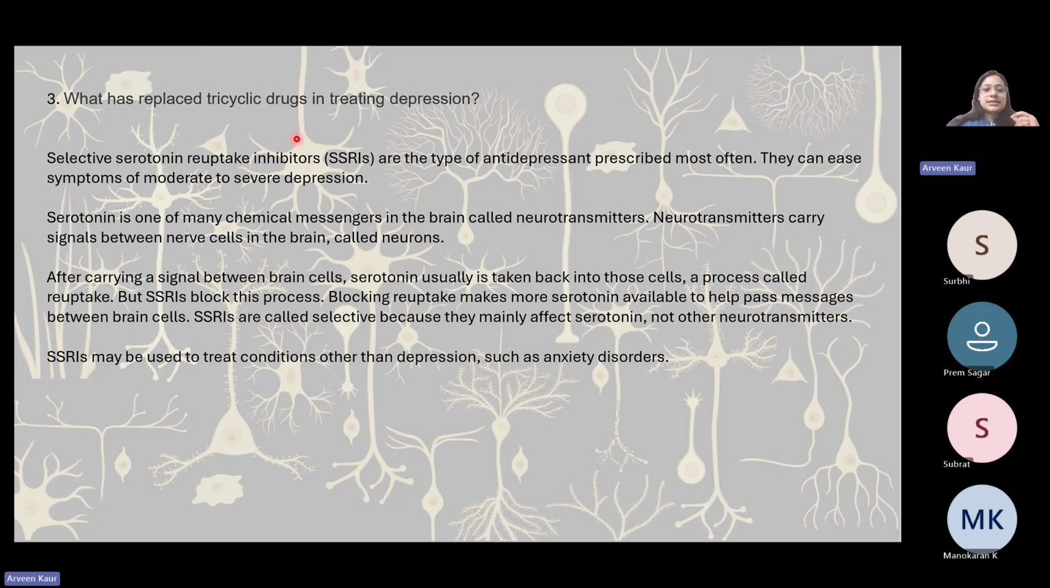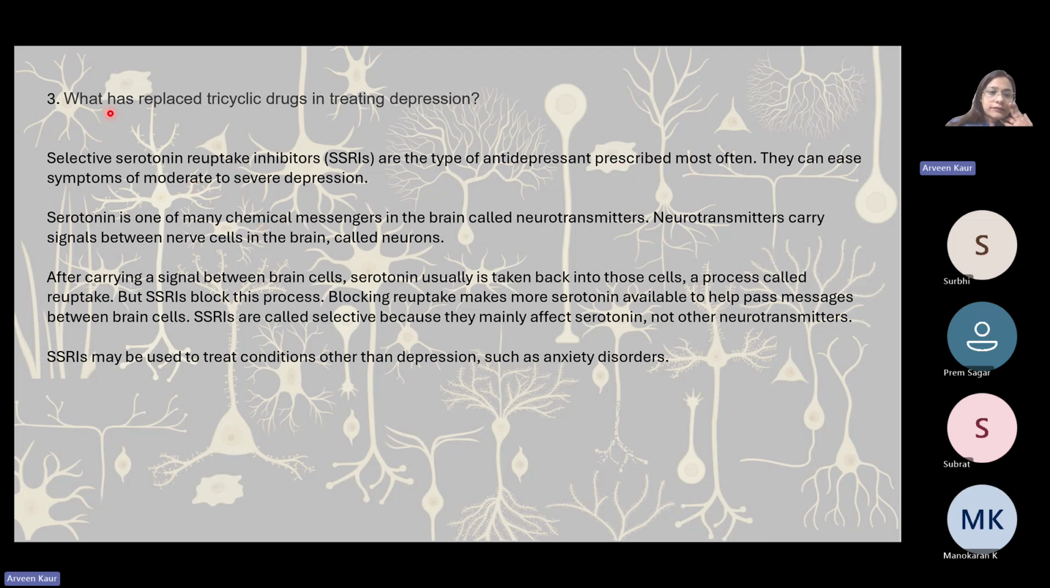So SSRI stands for selective serotonin reuptake inhibitors, right? So it is selective for serotonin reuptake itself, right? What generally happens is, oh, first let us read this, then I can explain. So these SSRIs are the type of antidepressant prescribed most often. They can ease symptoms of moderate to severe depression also.